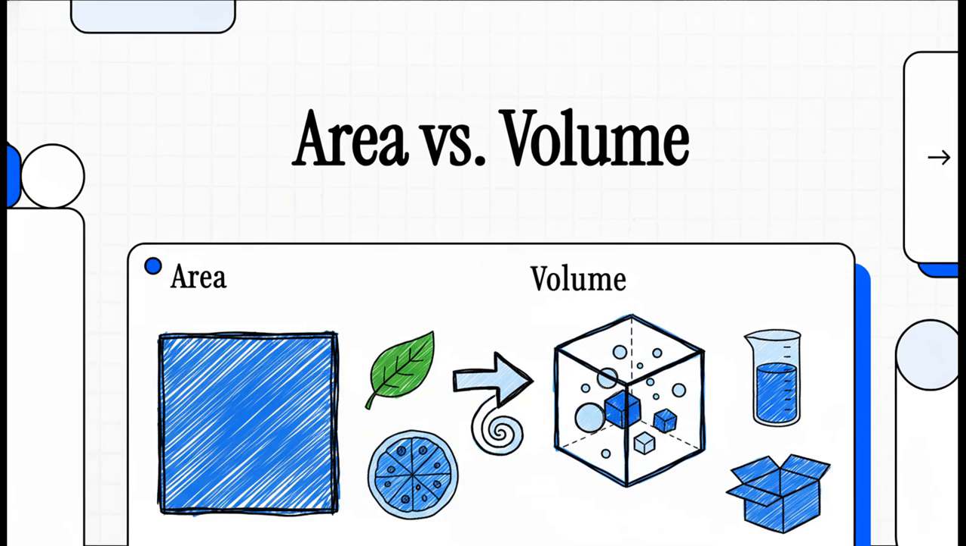Have you ever stopped to think about the difference between the space on something versus the space inside it? It seems super basic, but the concepts of area and volume are absolutely fundamental to how we understand the world. So let's dive right in. We're going to go on a little journey, starting in the flat, two-dimensional world of surfaces and building our way up into the solid, three-dimensional world of space.